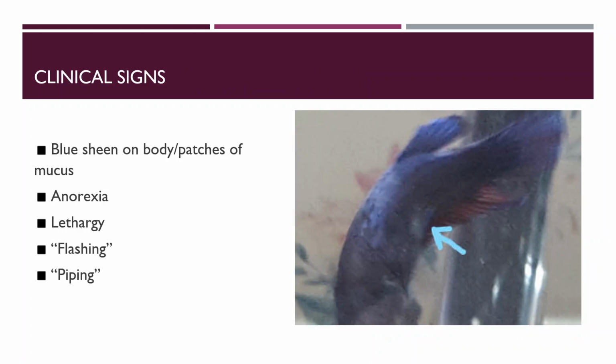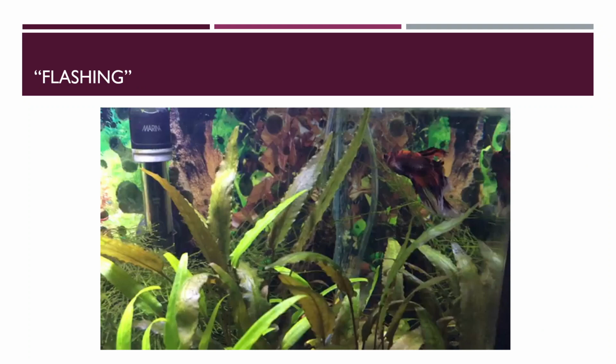When the fish is affected by Ichthyobodo, you might see a blue film or sheen on the entire body or in patches, and these are mucus. It's mostly more visible on dark-skinned fish, and then they develop anorexia, lethargy, flashing and piping. So this is a video of flashing.